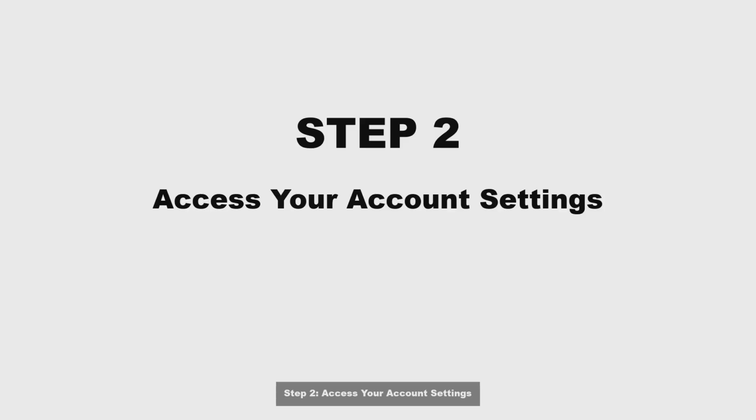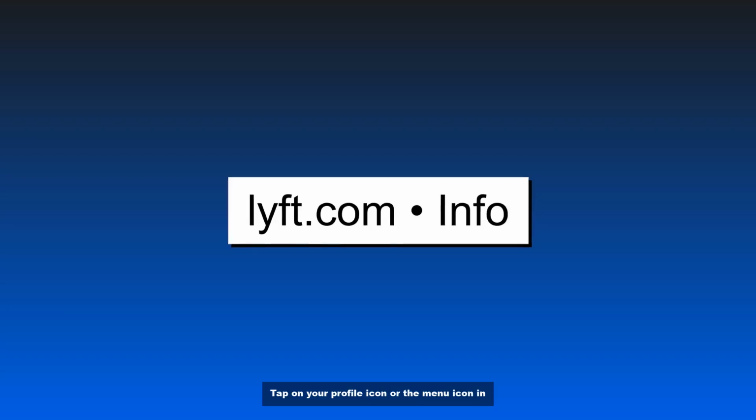Step 2. Access your account settings. Tap on your profile icon or the menu icon in the top left corner of the screen. From the menu, select Payment or Payment Methods to view your current payment options.